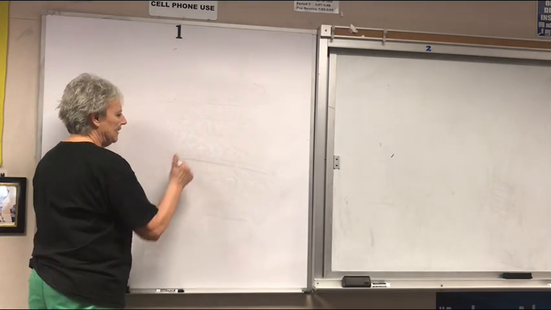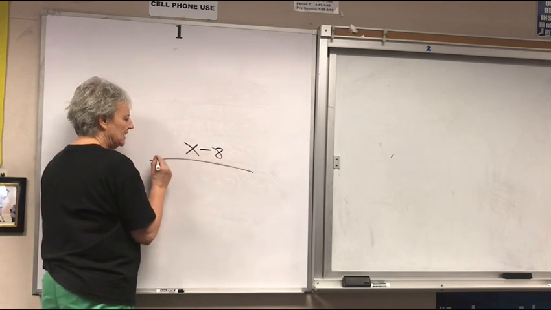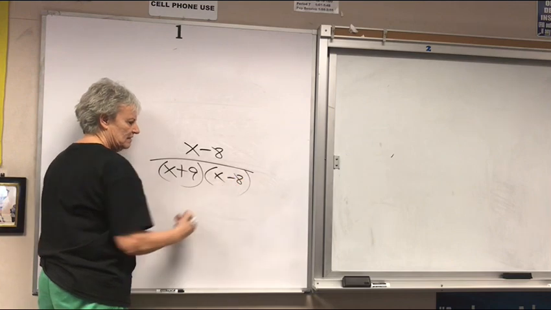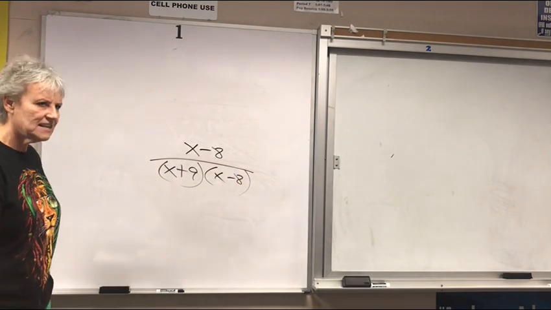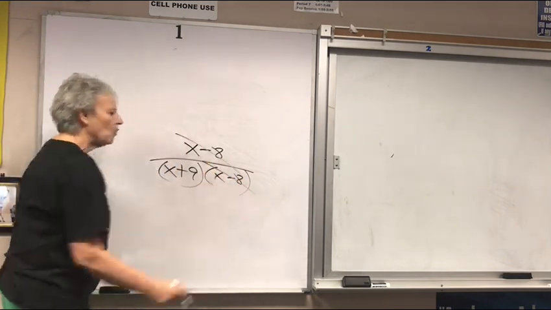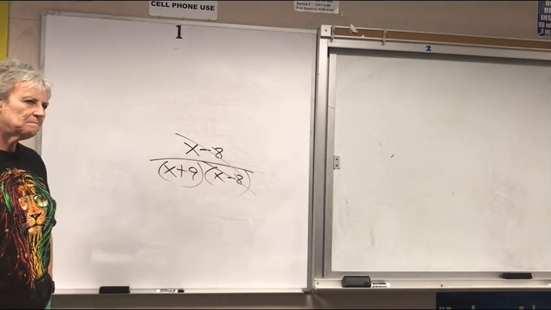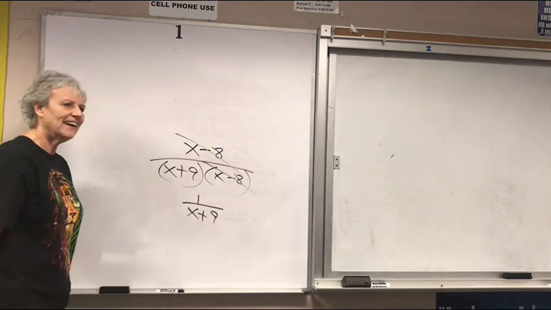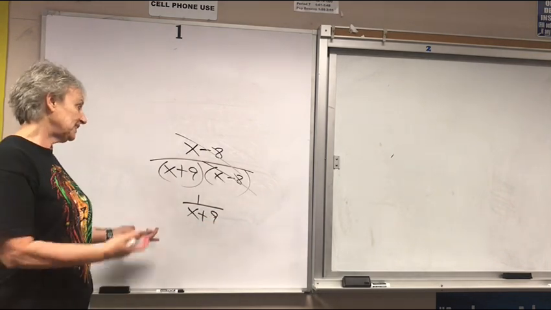Now this happened today. X minus 8, x plus 9, x minus 8. If you factored and got that, you can cross those out. What's the final answer? 1 over x plus 9. 1 over x plus 9. Yeah. And that's basically it.